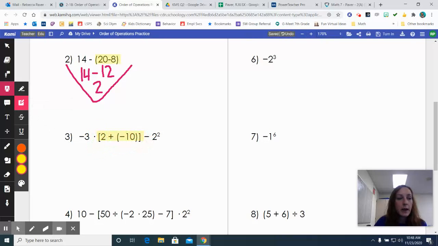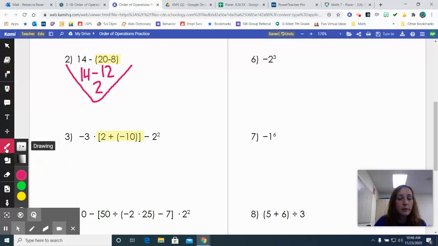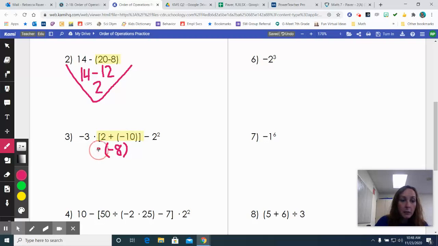2 plus negative 10 inside of grouping symbols. So I will solve that part of the problem first. A positive plus a negative, take the difference. Remember that means subtract, and use the sign of the number with the greater absolute value. 10 is bigger than 2, so I will use the negative. I'm going to keep that in parentheses just because it is a negative number. I'll write the answer to that part of the problem directly underneath that part, and we'll recopy everything else where it is, how it is. So the negative 3 times is in front of the answer, and minus 2 squared comes at the end of that. So now I've got multiplication, subtraction, and exponents.